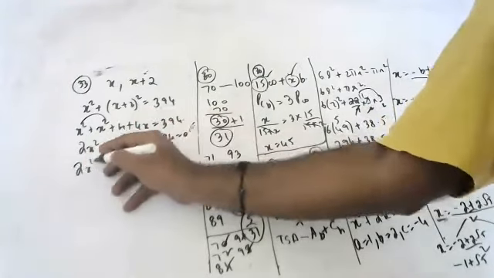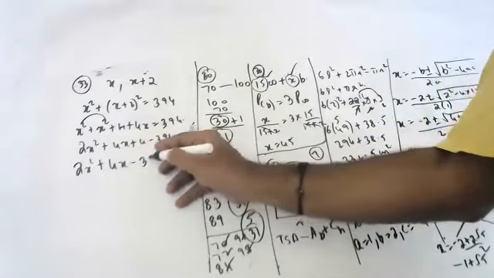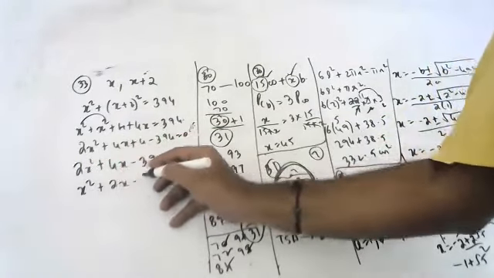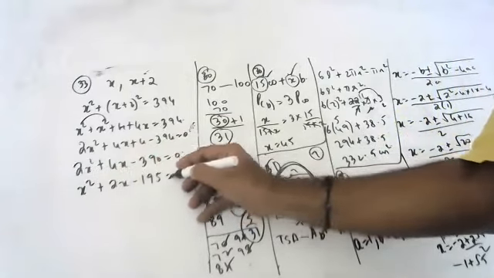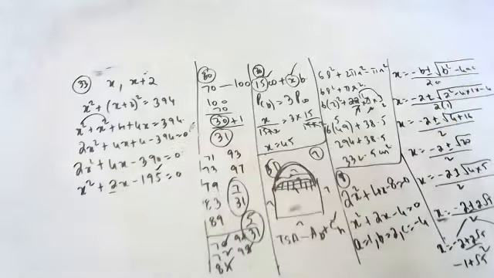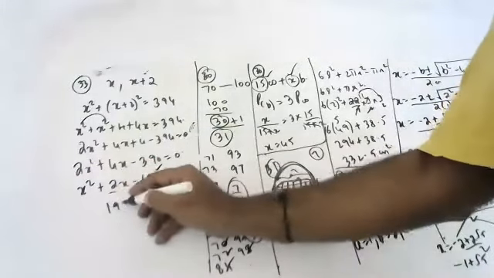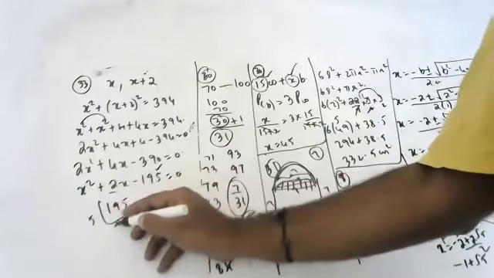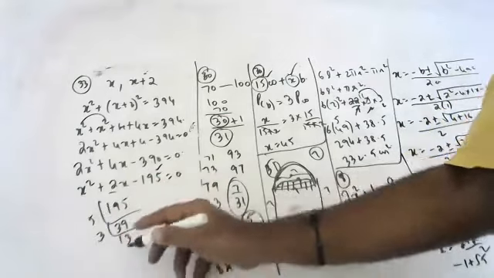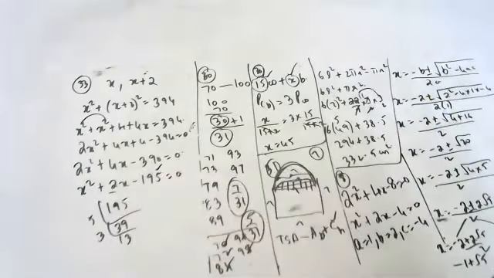2x square plus 4x minus 390 is equal to 0. x square plus 2x minus 195 is equal to 0. Children, can anyone tell the splitting factors for 195 and 2? In the exam you have to show how you got them also. 5 3s are 15, 5 9s are 45, 3 1s are 3. So 13 and 15, children.